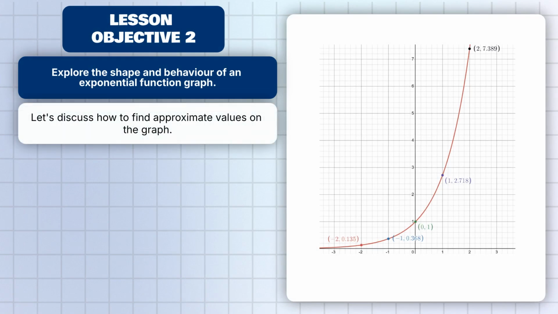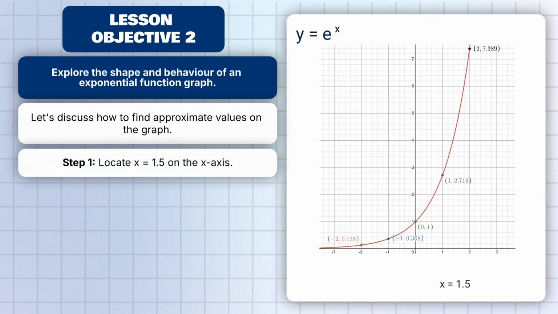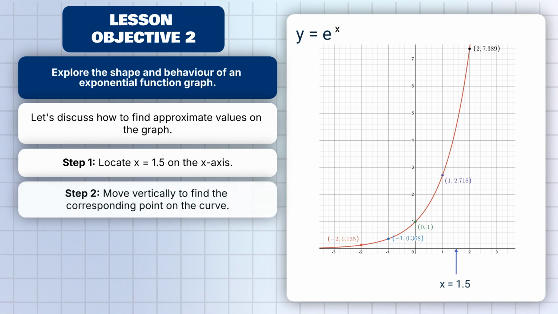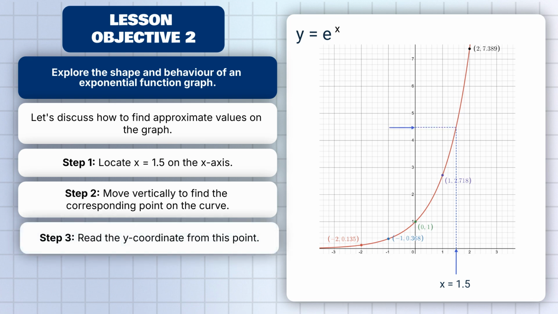Finally, let's discuss how to find approximate values on the graph. Suppose we need to find the value of y for x equals 1.5 on y equals e to the power of x. Step 1. Locate x equals 1.5 on the x-axis. Step 2. Move vertically to find the corresponding point on the curve. Step 3. Read the y-coordinate from this point. Using the table approximation for x equals approximately 1.5, then y equals e to the power of 1.5, which equals approximately 4.481.